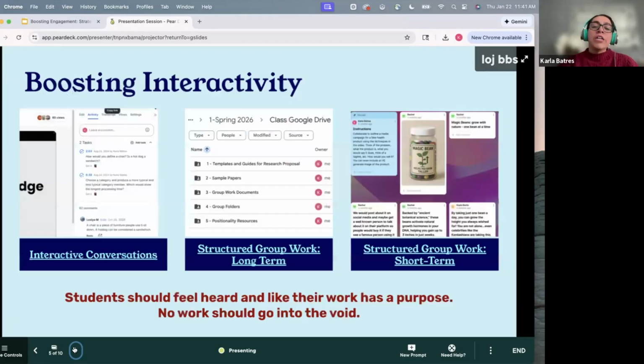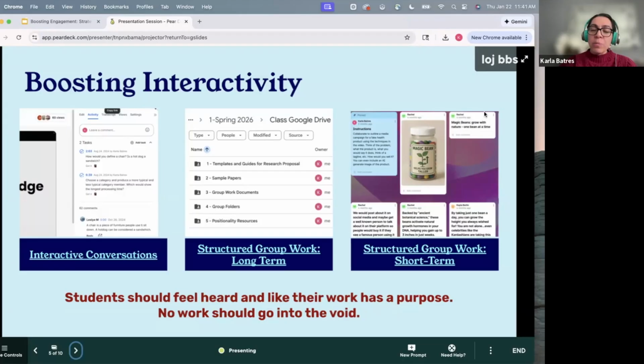Okay, so three ways that I boost interactivity in my online classes. And as I said, I tend to teach synchronously, but I do teach asynchronously as well. And I have used a combination of these. And so I saw that some of you were struggling with actually having students create thoughtful responses and complete work, right?